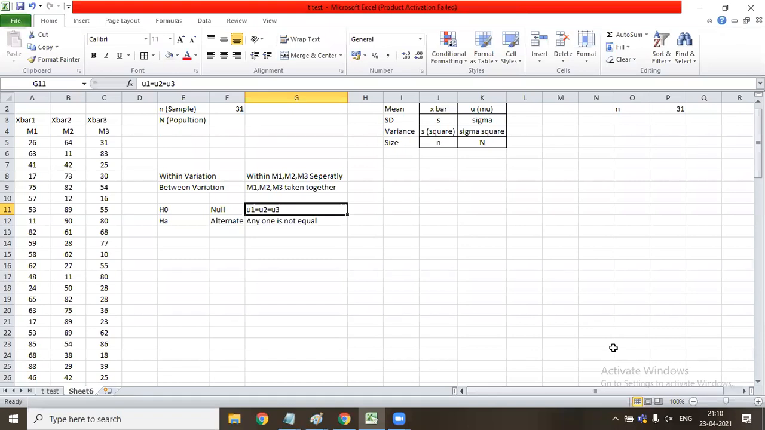Yeah. So whatever experiment we are carrying out, it starts from a sample, but it will infer the population.